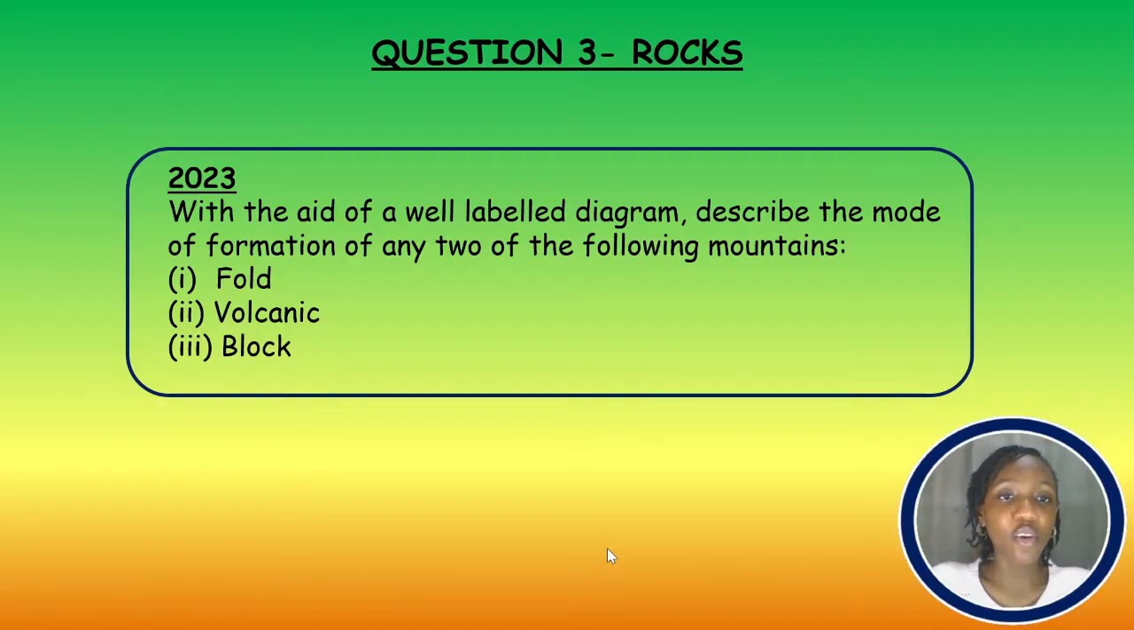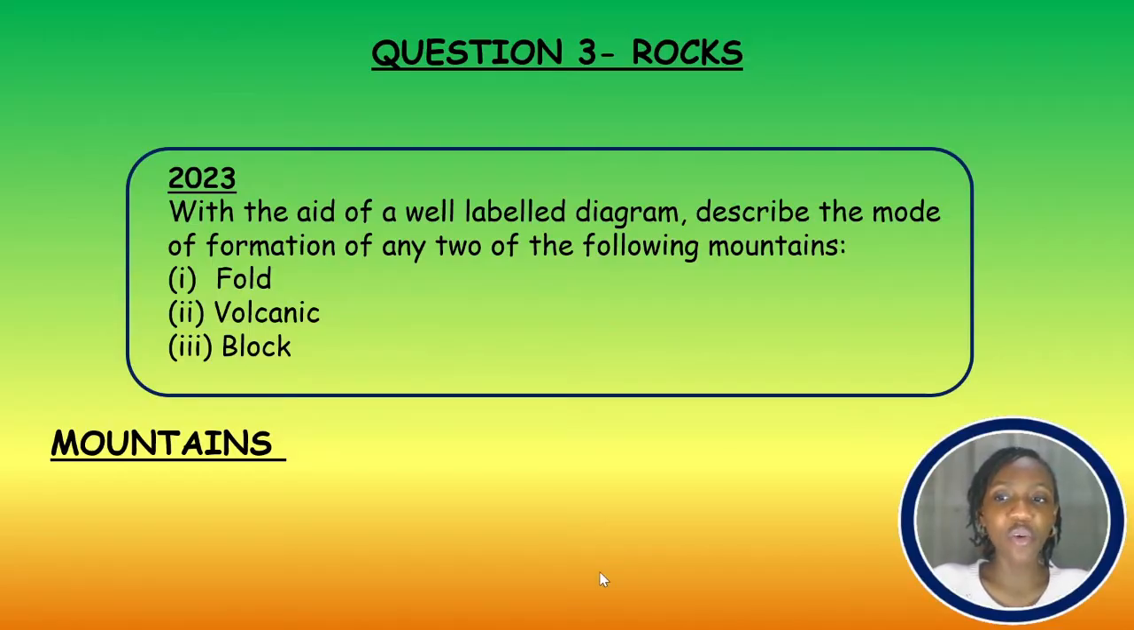With a well-labeled diagram, describe the mode of formation of any two of the following mountains. So in the case of 2023, the question came from mountains. And this is also the next chapter after rocks in the textbook. So far for questions 2 and 3, the years that don't follow the trend usually come out from the next topic or the next chapter in the textbook.